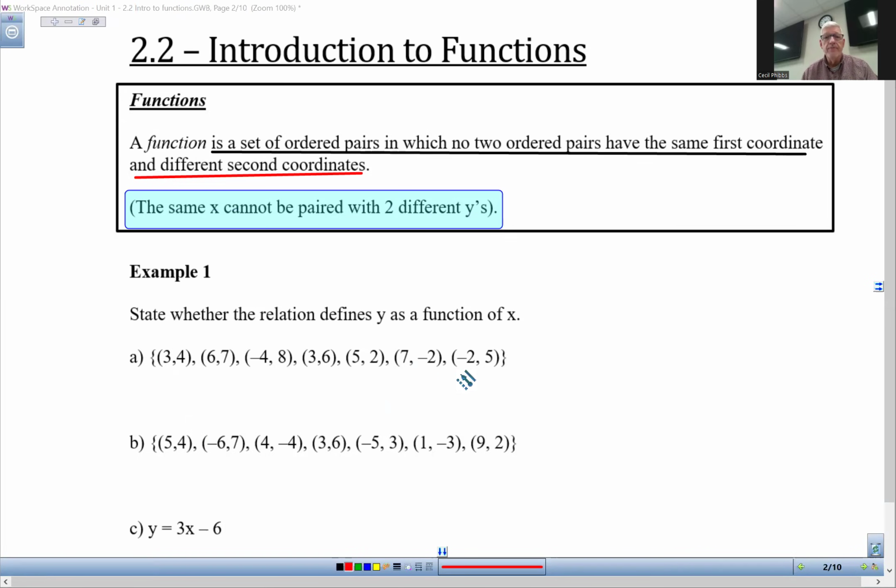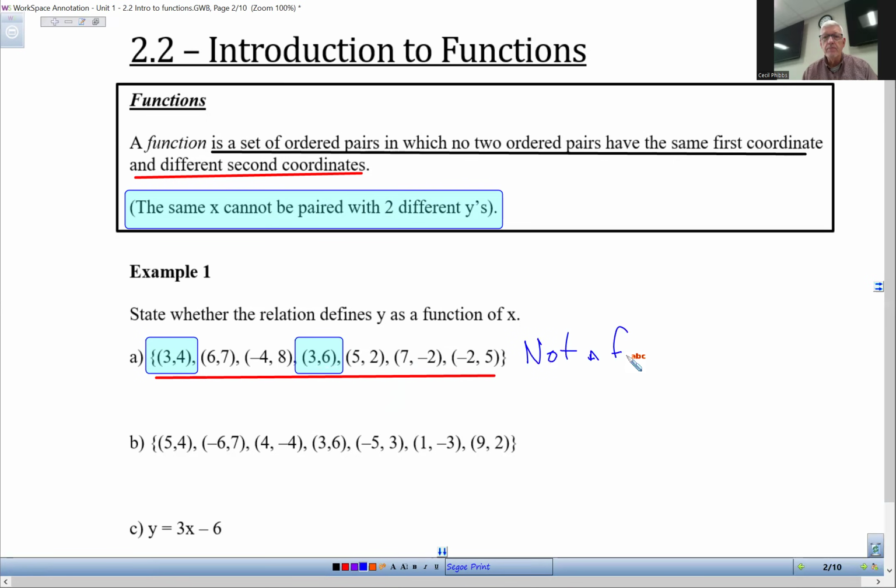So here's our first set. We've got several different ones here. If you notice, we've got 2 points here, (3, 4) and (3, 6). They have the same x coordinates with different y coordinates. That does not meet the definition of a function. So because of that, we would say this is not a function.